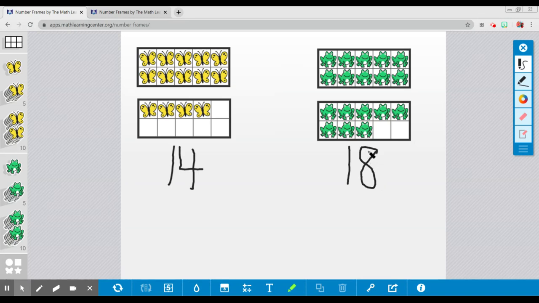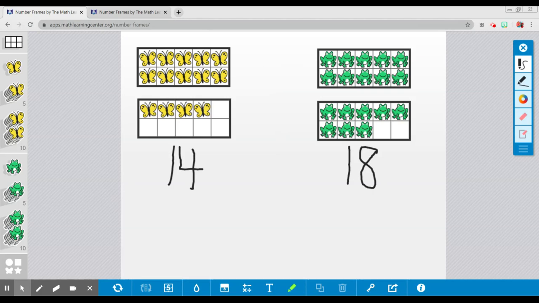Now we're ready to compare the numbers. We're ready to see which number is greater than and which number is less than. So we know less or fewer means a little bit, and we know greater and more means a lot. So you can look at these two double 10 frames and you can see which one is greater and you can see which one has less. Can you tell?